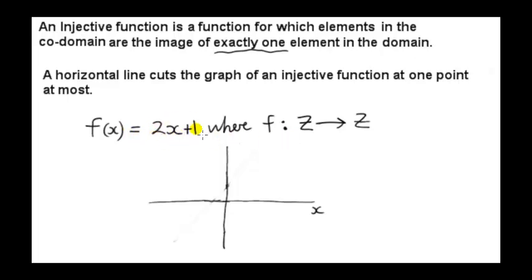Now let's consider a different function. It's got the same rule as before. The rule is input x, multiplied by 2, add 1. But you can see that the domain and codomain are different. The domain is the set of integers denoted by Z, and the codomain is also the set of integers Z. So as a reminder, here's the set of integers. All the negative integers, 0, and then all the positive integers.